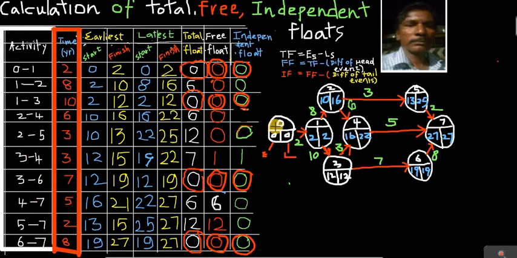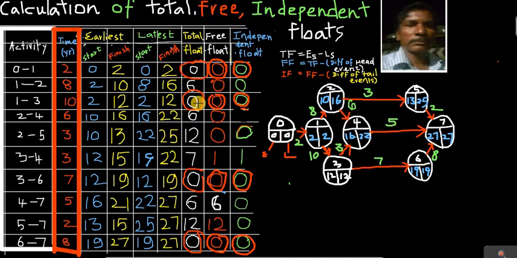Now after doing this, you connect according to the order given to us. 0 is connected to 1, so you connect this one. 1 is connected to 2. 1 is connected to 3. 2 to 4 is connected. 2 to 5 is connected. 3 to 4 is connected. 3 to 6 is connected here. 4 to 7, 5 to 7, and then 6 to 7.